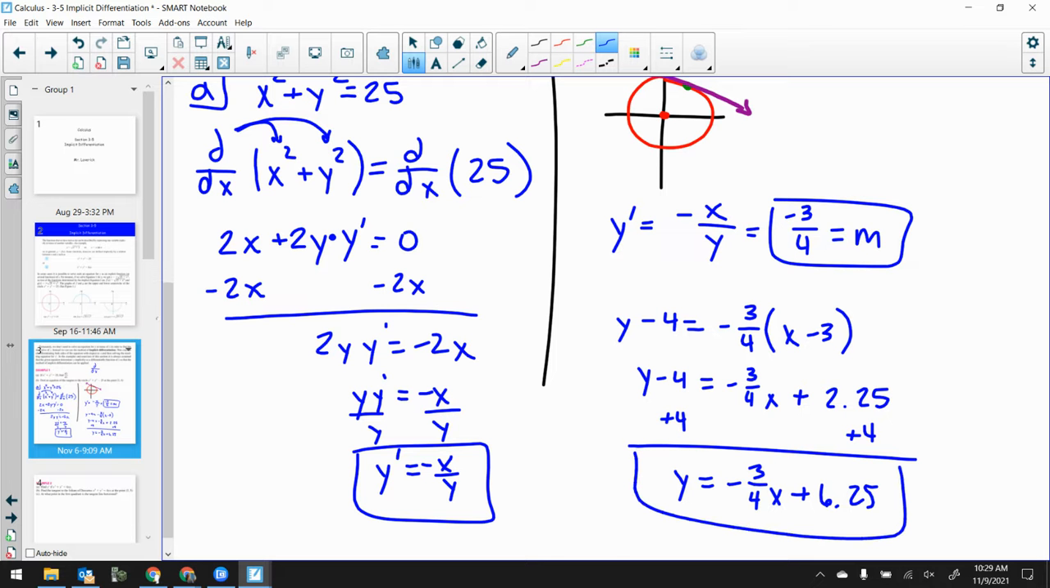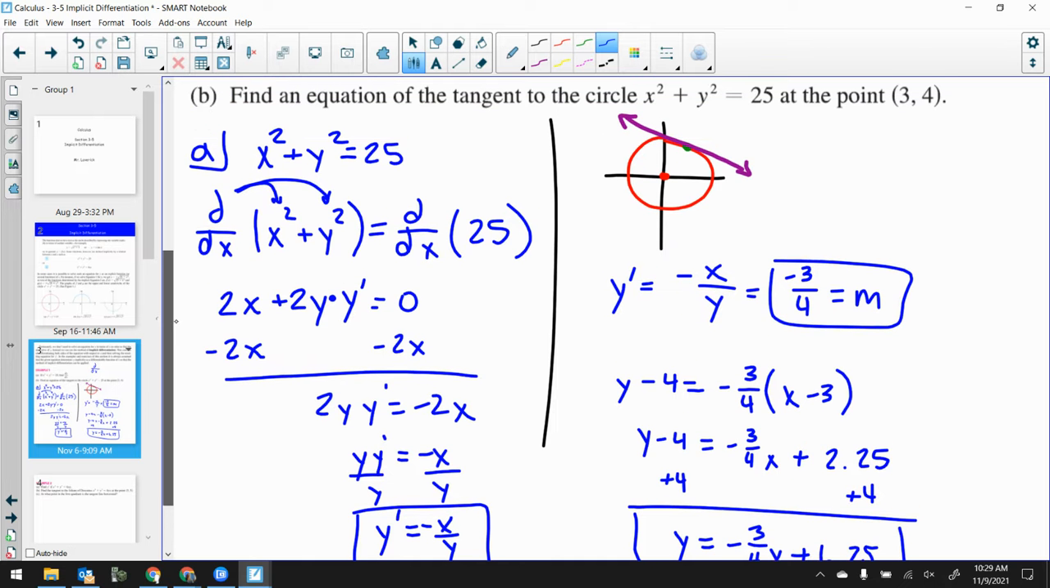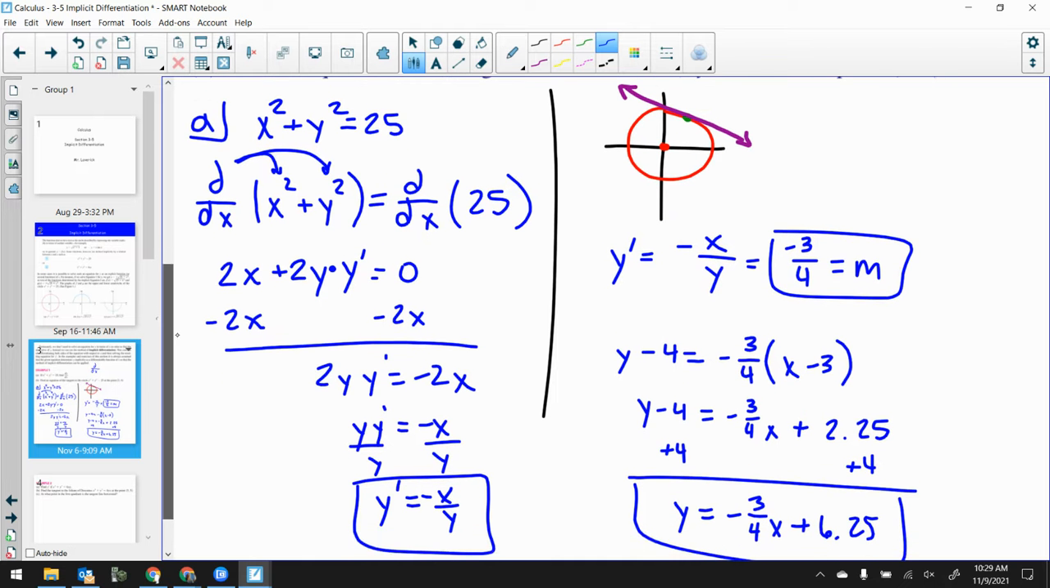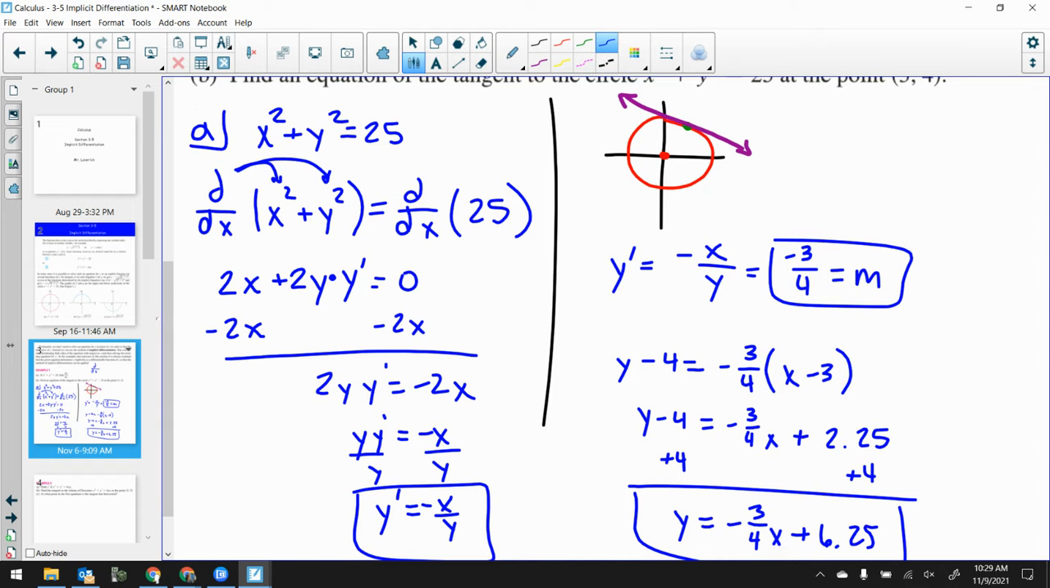Questions about that? Which makes sense, like looking back up at my graph, look at my negative sloping line. Looks like it's a pretty shallow slope, 3/4, and y-intercept probably somewhere above the top value of 5, so 6 1/4. Yeah, it seems right. So you should always go back and double check that.